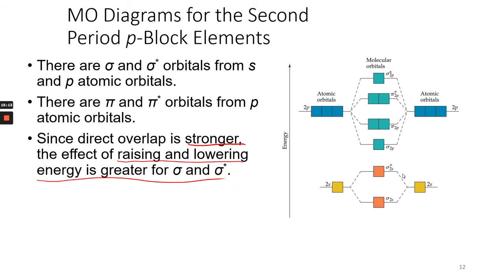So here we have just our S's, our two S's. That's just going to form our sigma 2s and our antibonding sigma 2s. That's what we did on the last couple slides. But how do we now throw in the p? So here are our three p orbitals, okay? The first one is going to overlap, so we form a sigma. That's our overlapping.